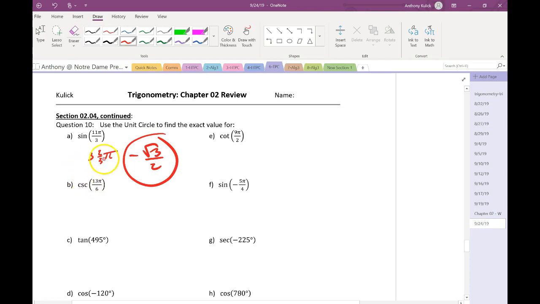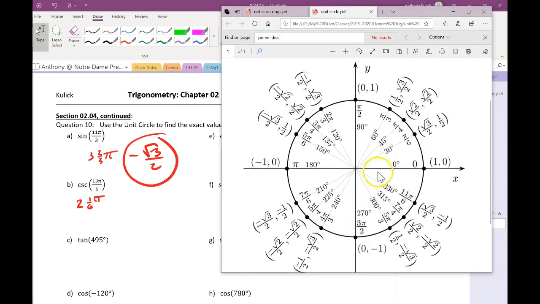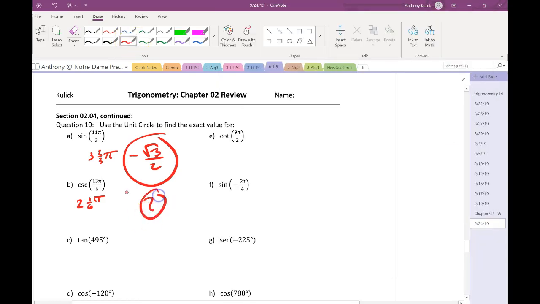Cosecant of 13 pi over 6. So if I, again, write this as a mixed number, that's 2 and 1/6. So if I do the same thing, so half, 1, 1 1/2, 2, and 1/6 more is right here. I remember that cosecant is the reciprocal of sine. So the y-coordinate is sine. So the reciprocal of that is 2. Boom.